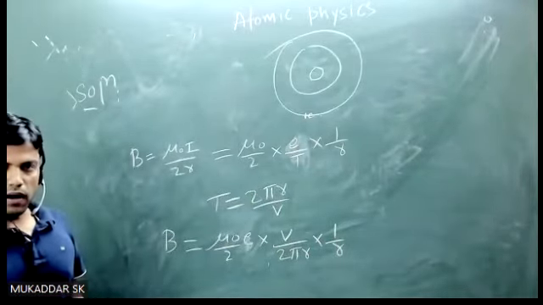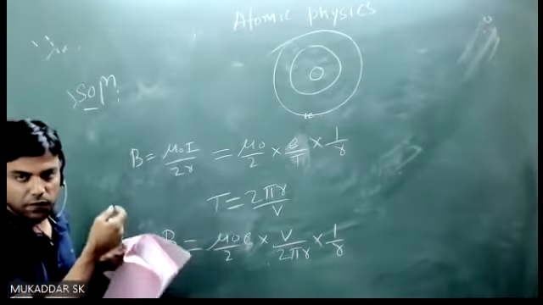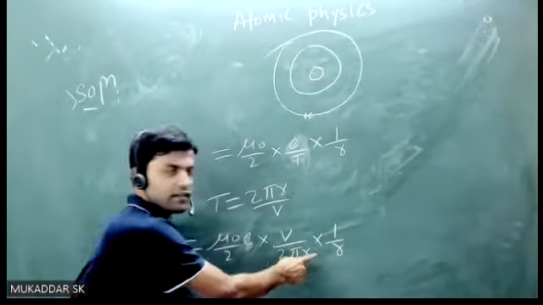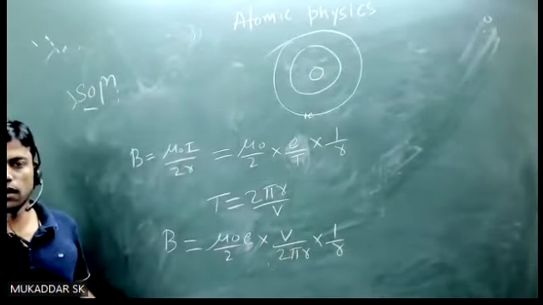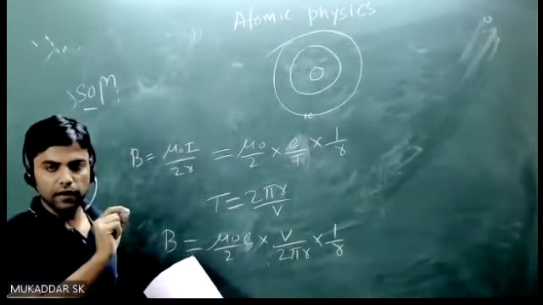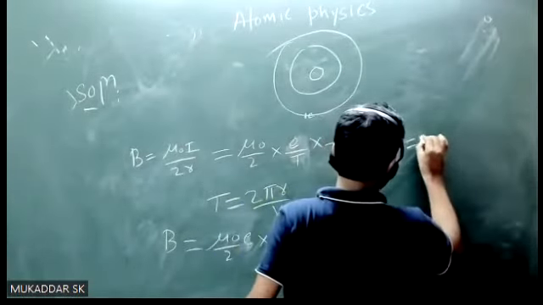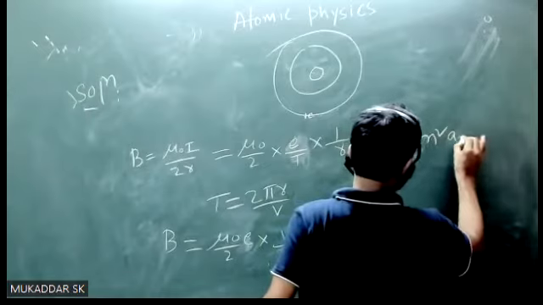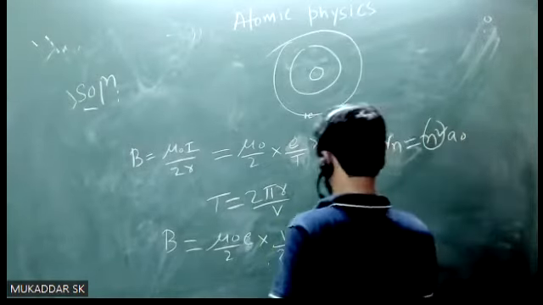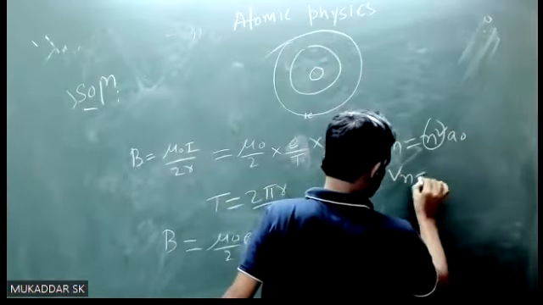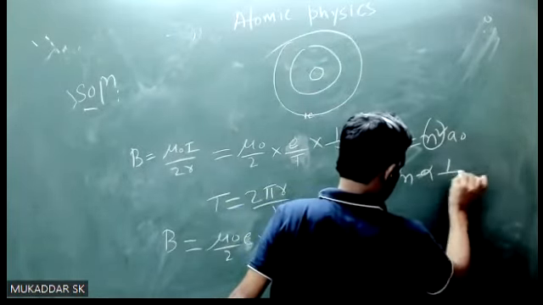Now if you remember, in our previous discussion, r is related to the principal quantum number, right? Rn was nothing but n square a naught, where n is the principal quantum number. And if you remember, v was inversely proportional to n, that is, proportional to 1 by n.